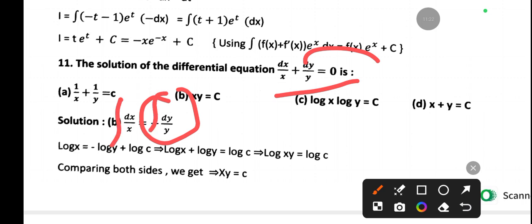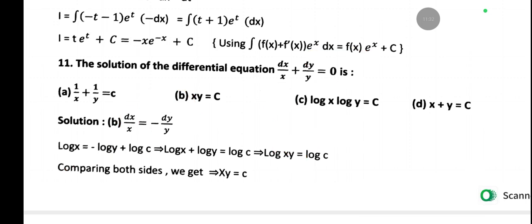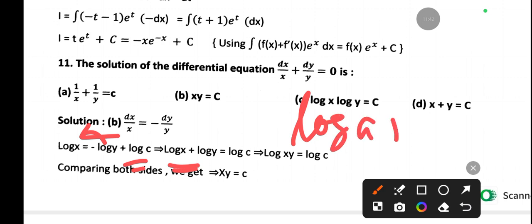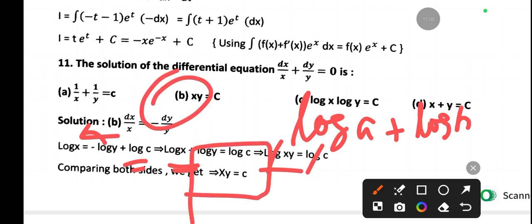Directly integrate: integral of 1 by x dx is log x, and integral of 1 by y dy is minus log y. So the left hand side is log x minus log y, and since log c is there on the other side, minus log y goes across as plus log y. Log a plus log b is log ab, so log xy equals log c. Removing the log, xy equals c. Xy equal to c is option B.